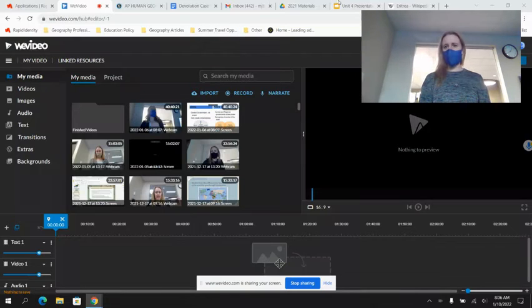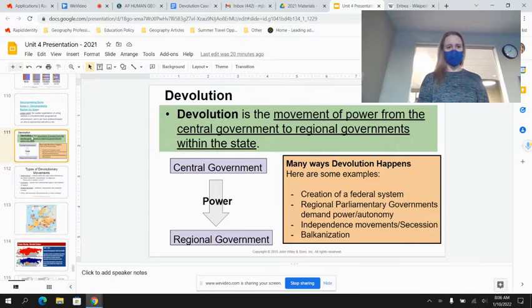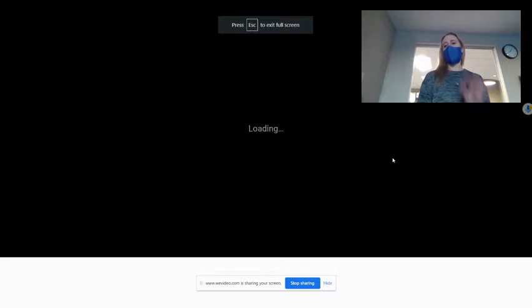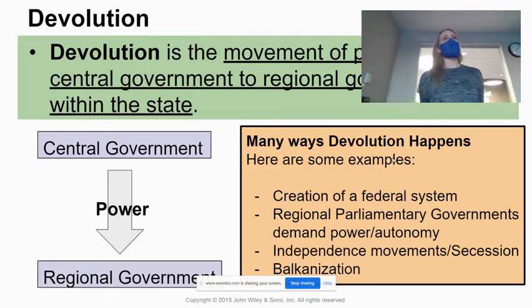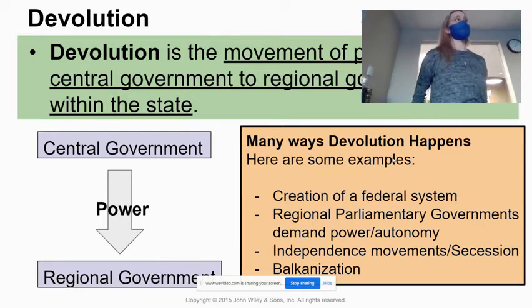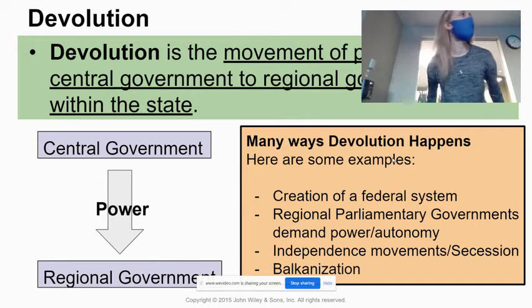All right, so if you guys want to have your notes out, like I said, our focus is devolution today. And so here's the definition of devolution. This comes from your notes from last week. So this was all in your third note section.